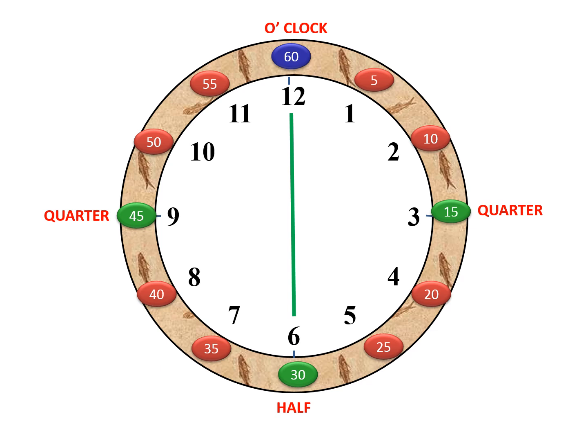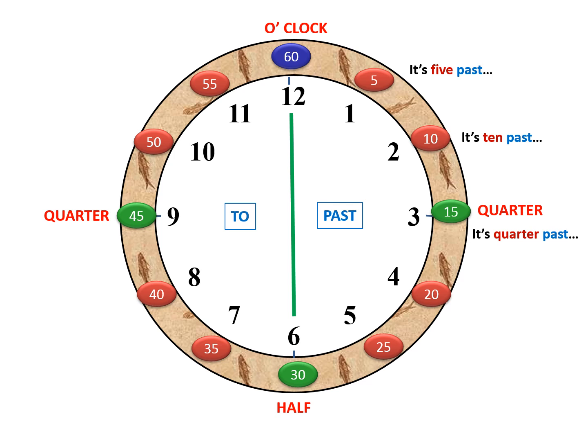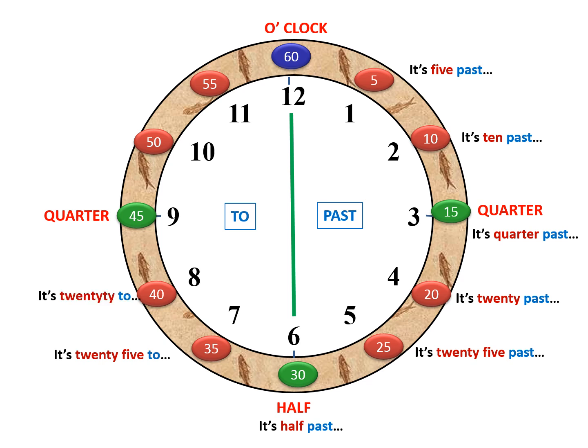Rule number 2. When the minute hand is between 1 to 30, we use past after the minutes, and when it is between 31 to 59, we use to after the minutes to tell the time, like 5 past, 10 past, quarter past, 20 past, 25 past, half past, 35 to, 42, quarter to.